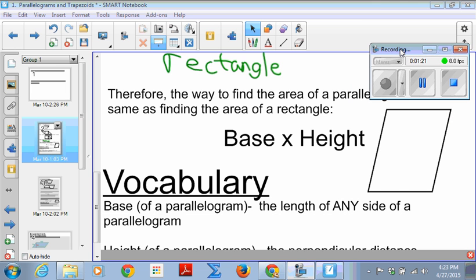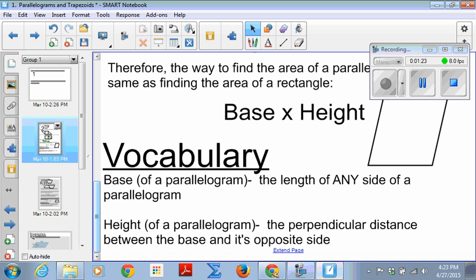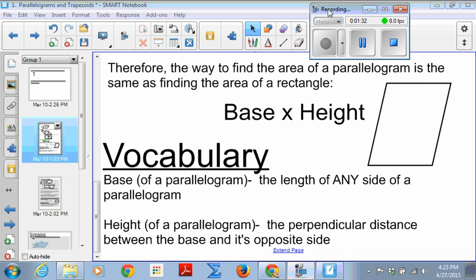Okay, definitions here, kind of important, guys. The base of a parallelogram is the length of any side of that parallelogram. Any side can be the base, then the height is the perpendicular distance between the base and its opposite side. What that means is that the height will form right angles at either end. Perpendicular tells us that. So if we want to say that these two sides right here are the bases, we can do that. They're parallel to each other.